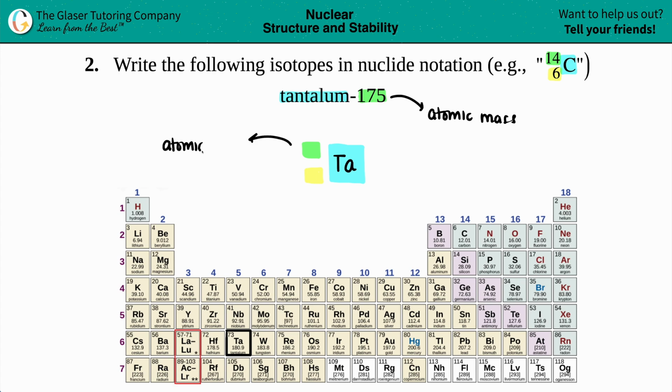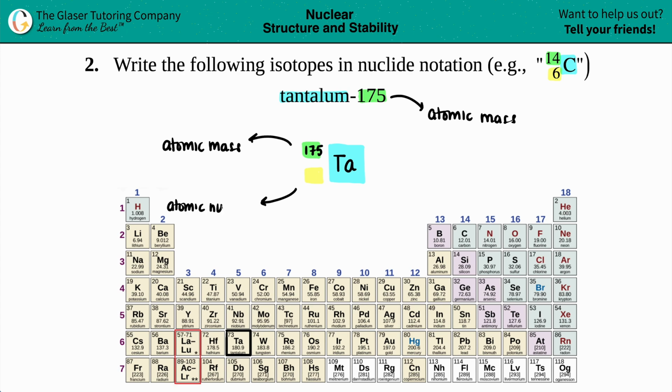So we'll say atomic number. No, just kidding. Atomic mass. And we're putting 175 up top here. But now the question is, what's the bottom number? They didn't give me any more information. Well, the bottom number is the atomic number.